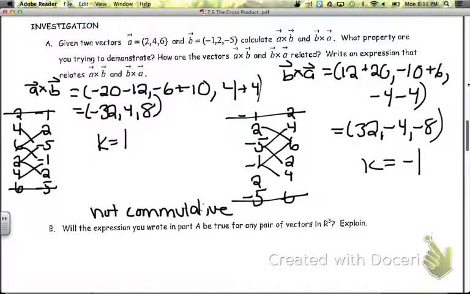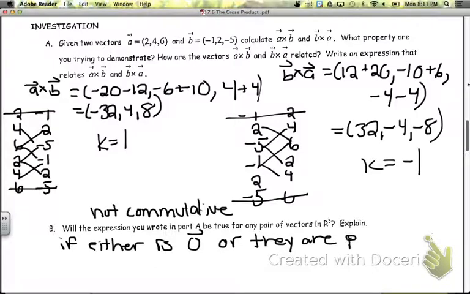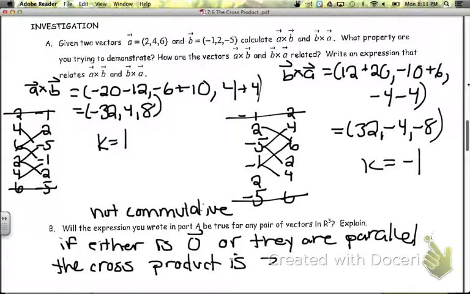And will the expression you wrote in part A be true for any pair of vectors in R3? So I'm going to explain this. If either is the 0 vector or they are parallel, the cross product is 0.